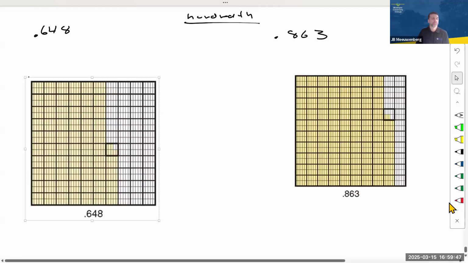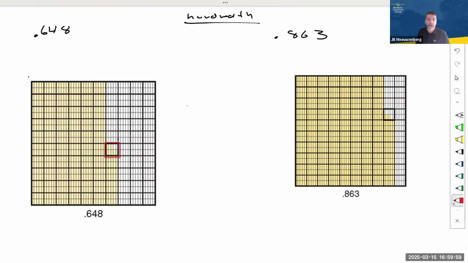So when we are rounding to the nearest hundredth, we're not looking at the columns anymore. We're looking at the individual blocks. We're looking at this last block here, and we're saying, are we going to count that block or not? We know we have 6/10 from these 6 columns. And we know we have 4/100, sorry, from 1, 2, 3, and 4.